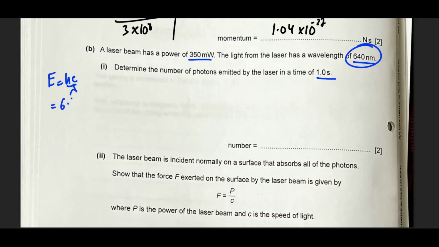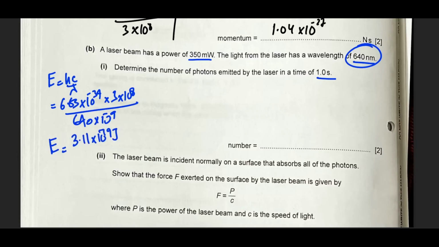So this is going to be 6.63 × 10^-34 multiplied by the speed of light, which is 3 × 10^8, divided by 640 × 10^-9. So the energy of 1 photon comes out as 3.11 × 10^-19 joules. How much power do you need in 1 second?